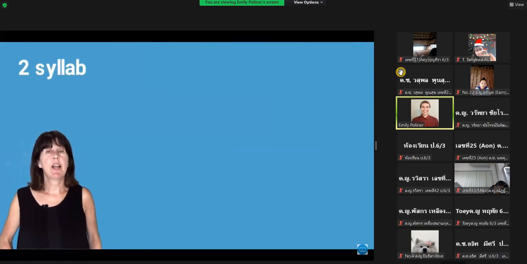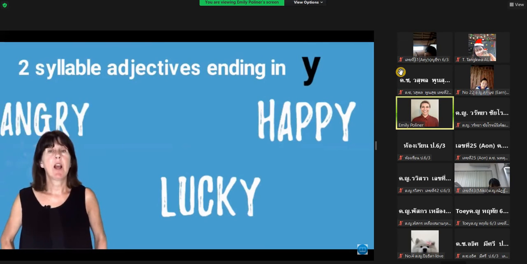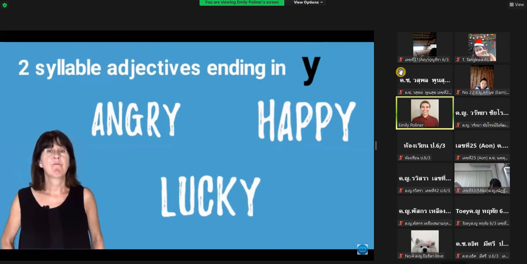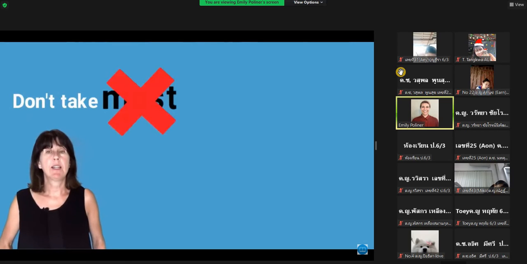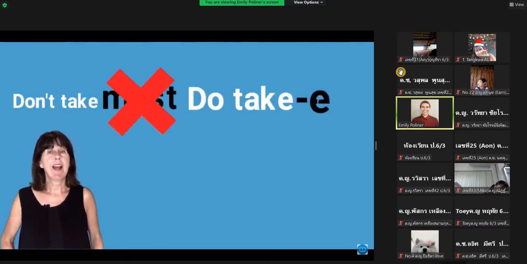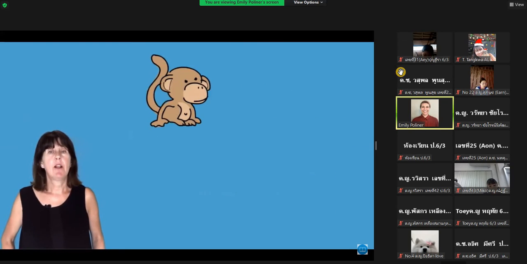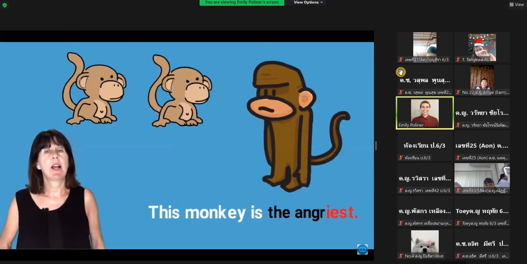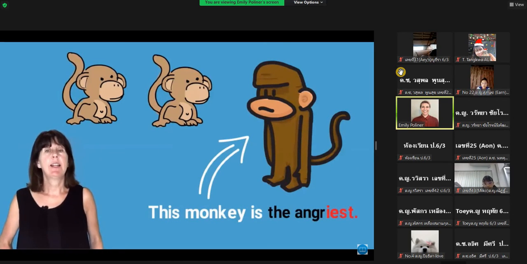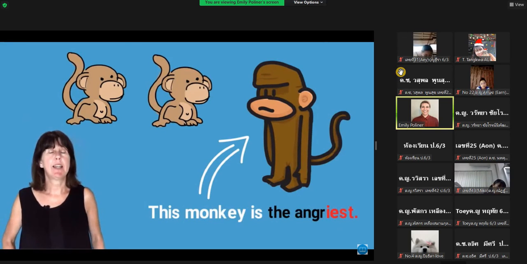Two-syllable adjectives ending in Y, like lucky, happy, and angry, have a special pattern. The first thing to note is that unlike other adjectives with two syllables, they don't take most but est, and the Y changes to I. For example, this monkey is the angriest. Notice angry is a two-syllable adjective ending in Y, so we change the Y to I and we add est.